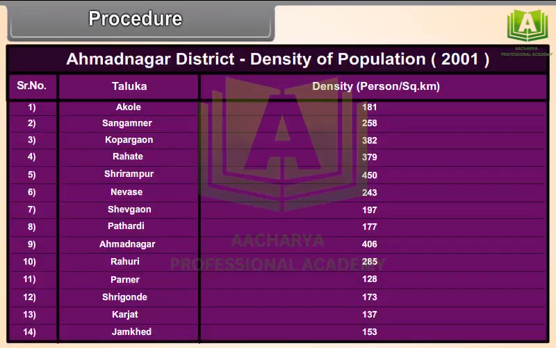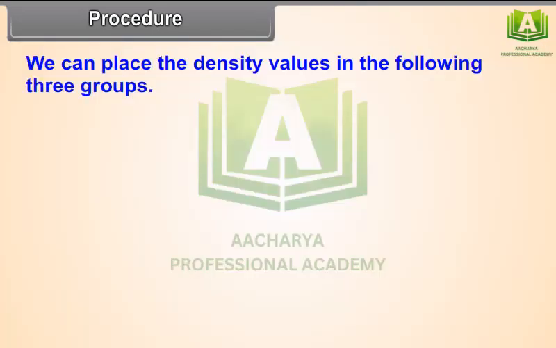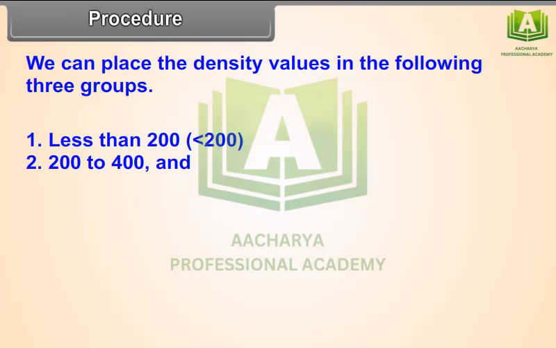Procedure. Consider the density of population of the different talukas in Ahmednagar district. Find the maximum and minimum values of the density of population. We can place the density values in the following 3 groups. Number 1, less than 200. Number 2, 200 to 400. And number 3, more than 400.